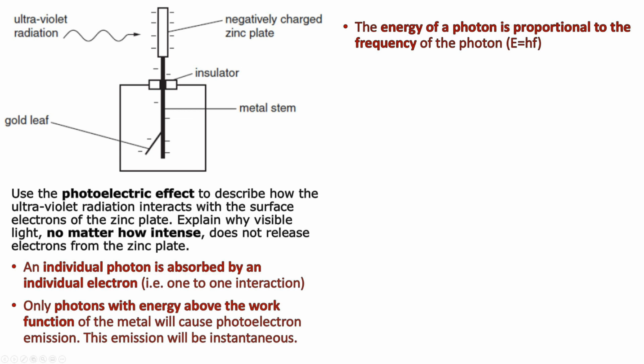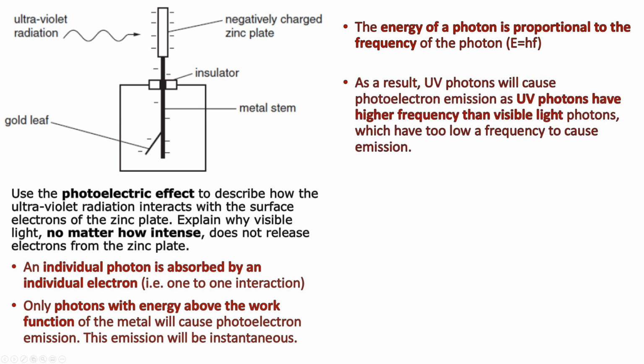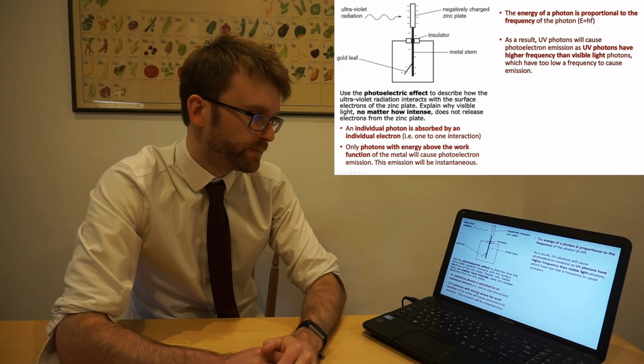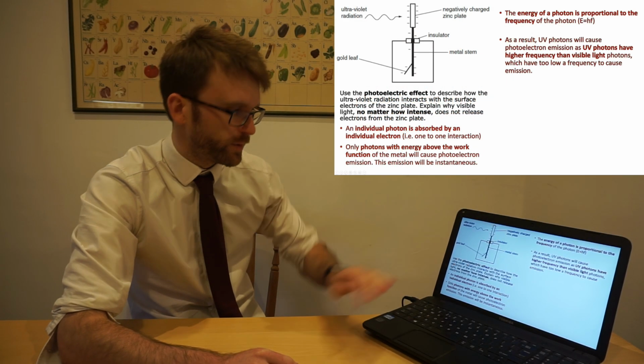The energy of visible light is less than UV. As a result, UV photons will cause photoelectron emission because UV photons have higher frequency and therefore higher energy than visible light, which has too low a frequency and therefore too low an energy to cause emission. So we've answered part of the question there.